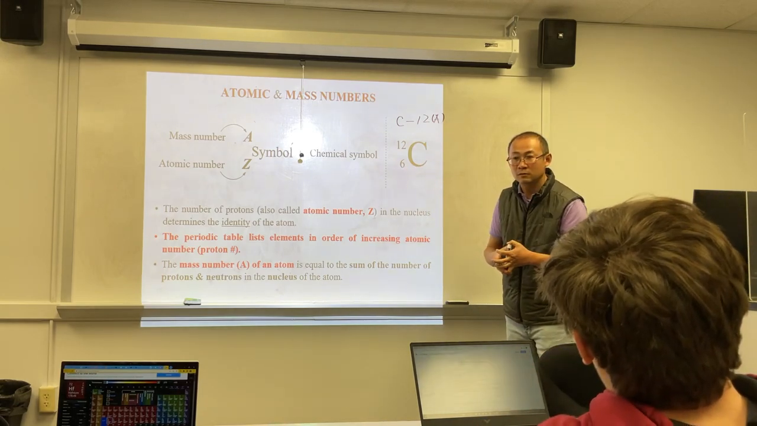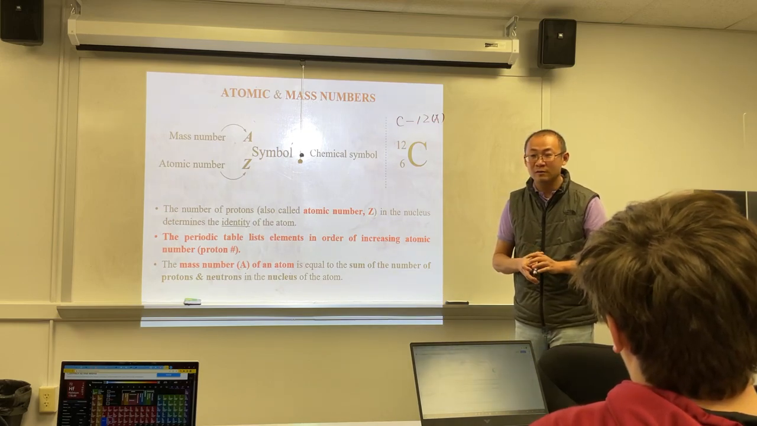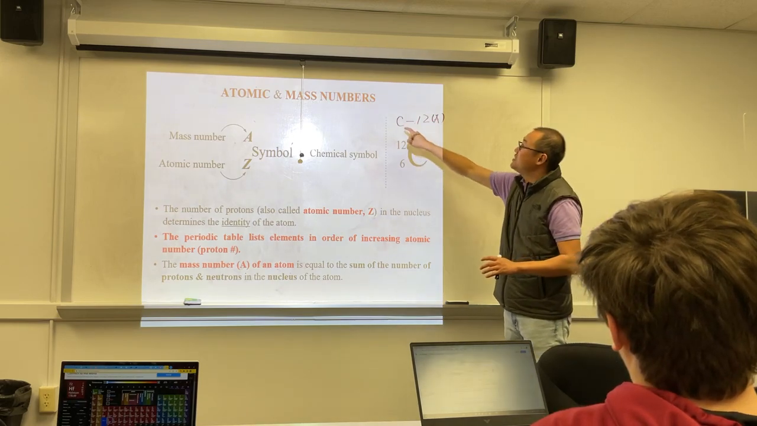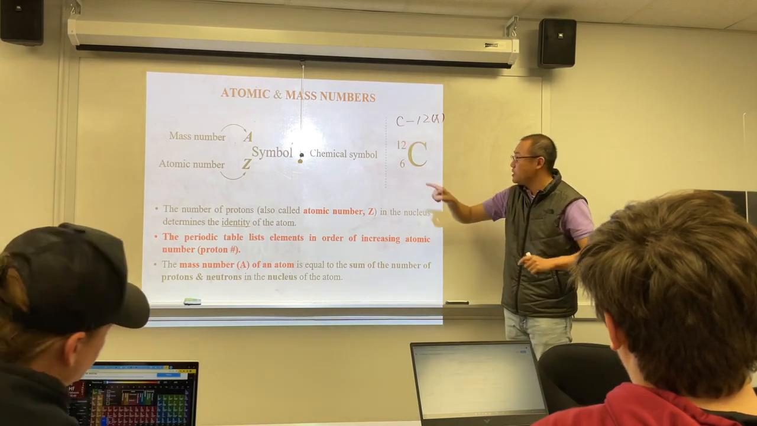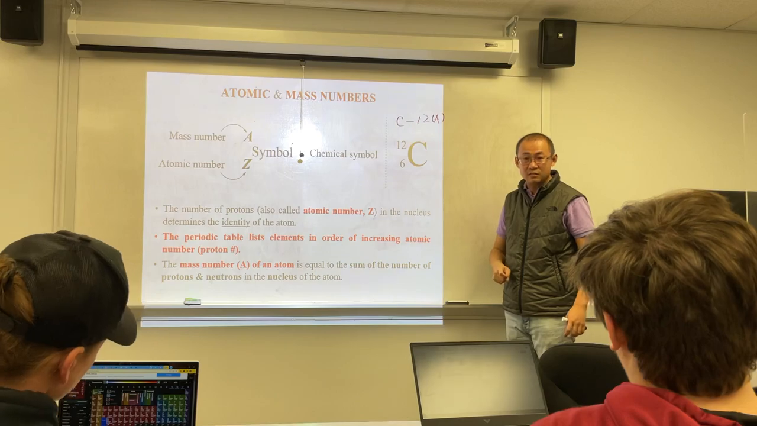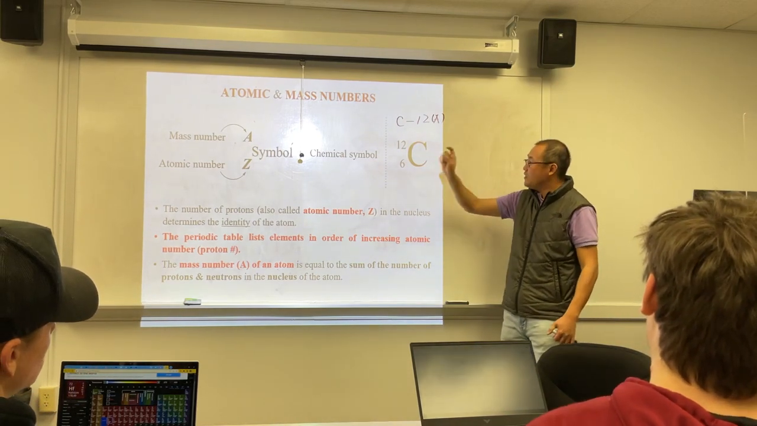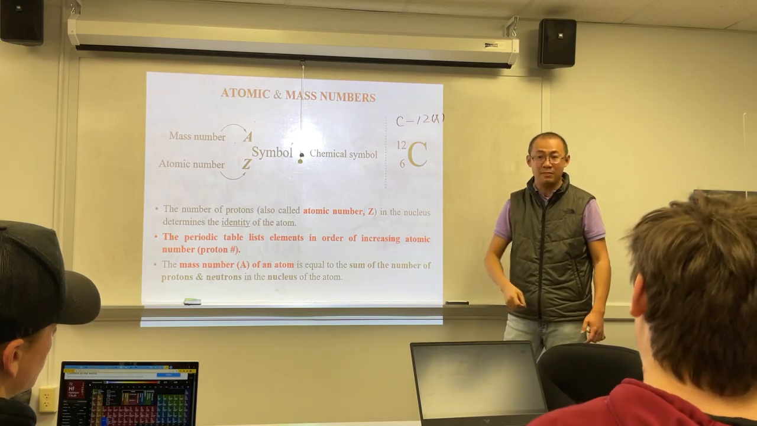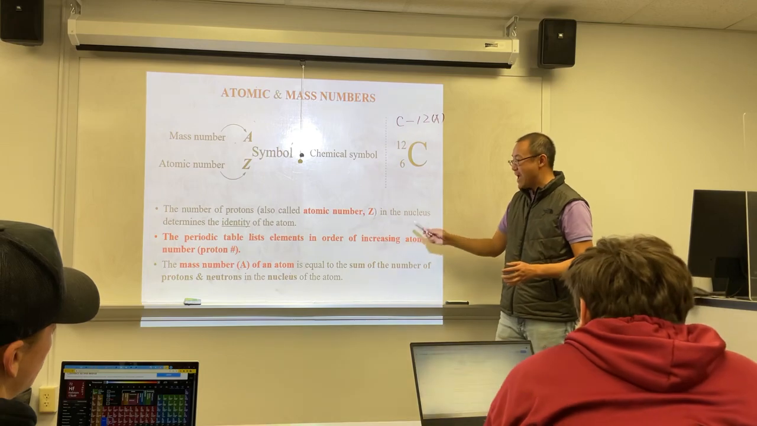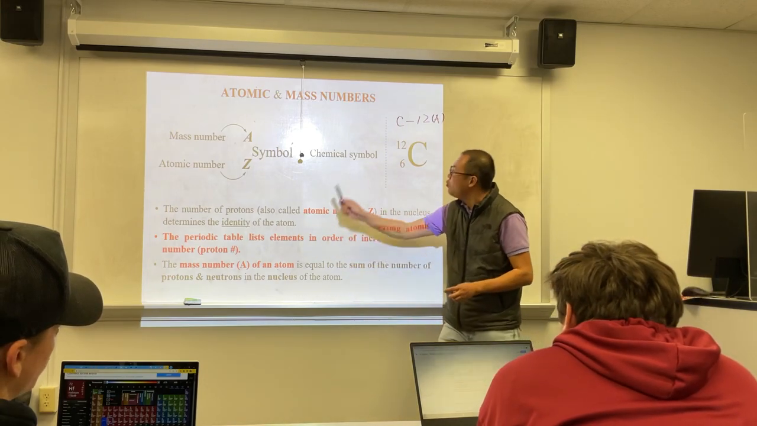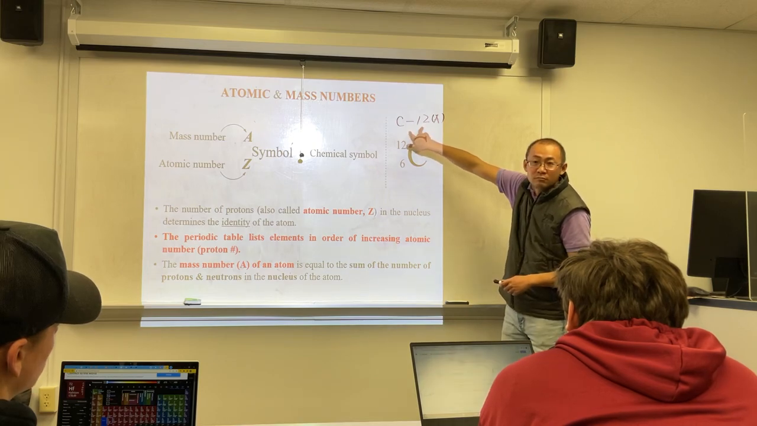Now you may ask, why don't you show the atomic number? Because we know the atomic number can be found in the periodic table. If you have C, carbon, then you know the atomic number is 6. No way you can change that. If it's carbon, the atomic number has to be 6. If the atomic number is 6, it's carbon, because 6 protons. Does it make sense? The number of protons, the atomic number, determines what the element is already. So sometimes we use that too.